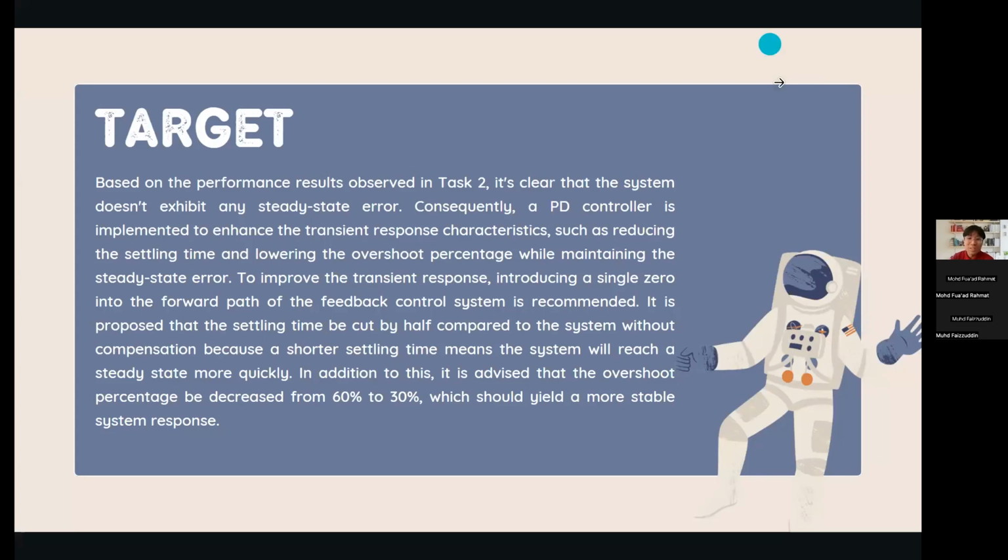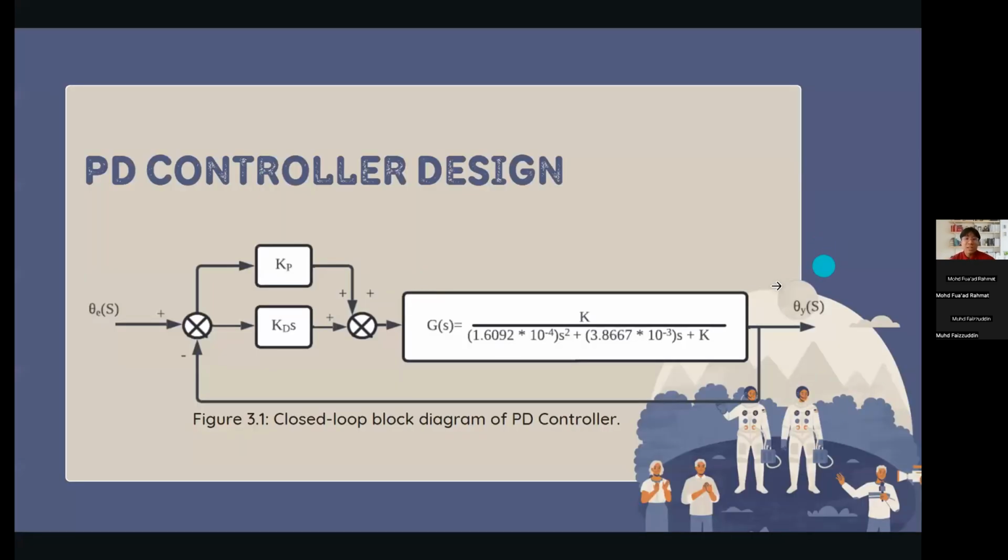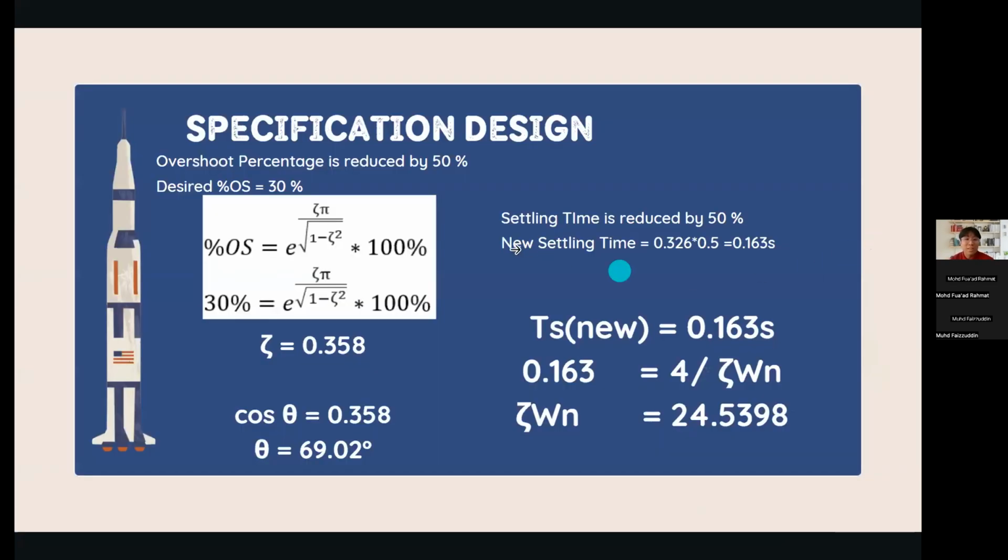Since there is no steady state error, we can just use a PD controller. We are planning to decrease our overshoot by 50%. Originally it is 60%, and we'll decrease it to 30% to get a more stable system response. This is our PD controller design, and we reduce the overshoot by 50%, so it's 30%.